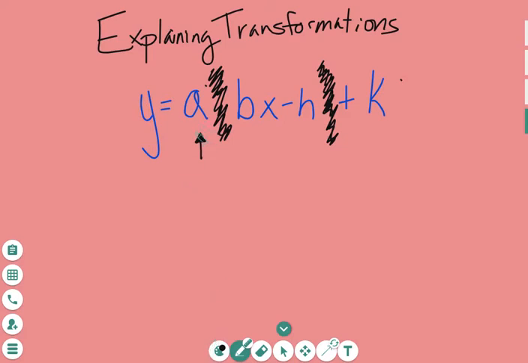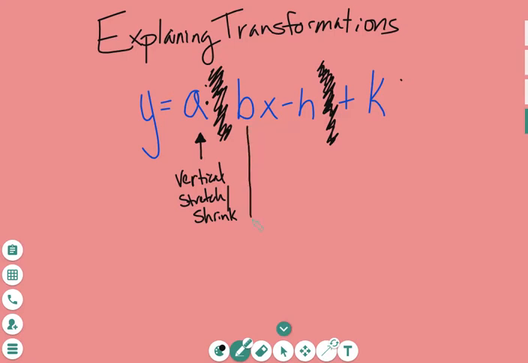So A is the one that's being multiplied not directly to x, so it's being multiplied by a larger portion of the equation than just x. You'll see it usually in front of the operator or on top of the operator if we're talking about a rational function, and it represents vertical stretch and shrink. Now, notice it is being multiplied directly by the equation.